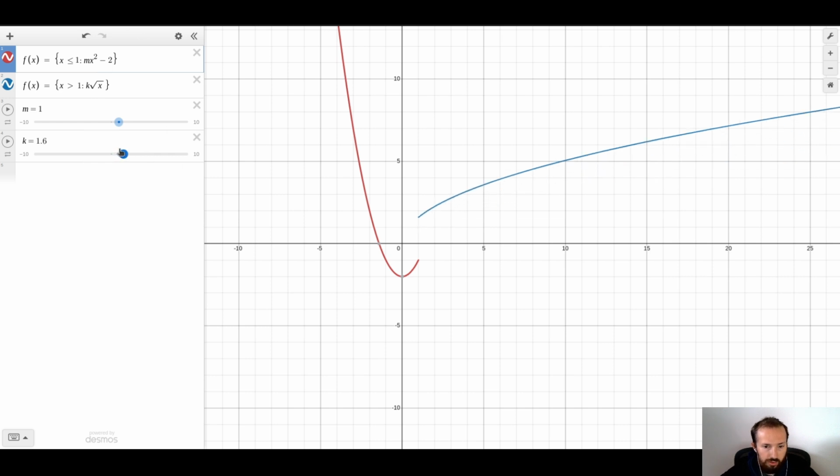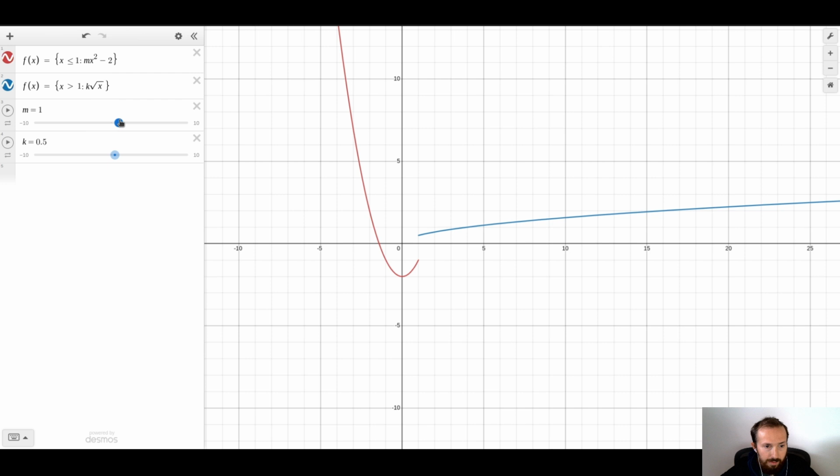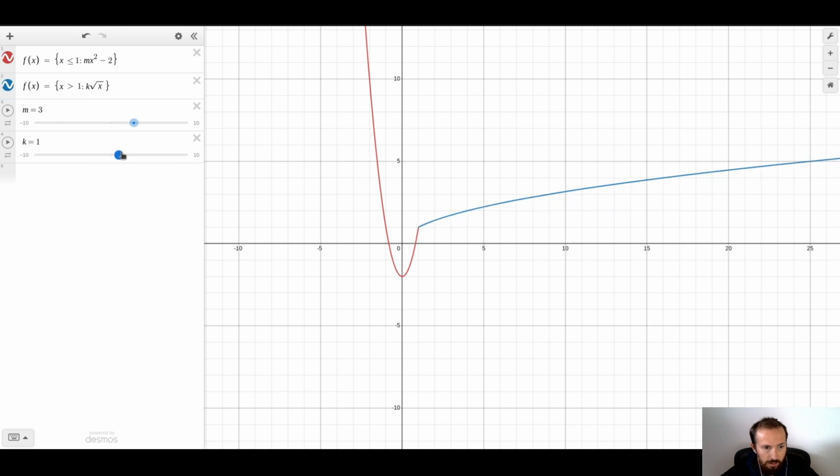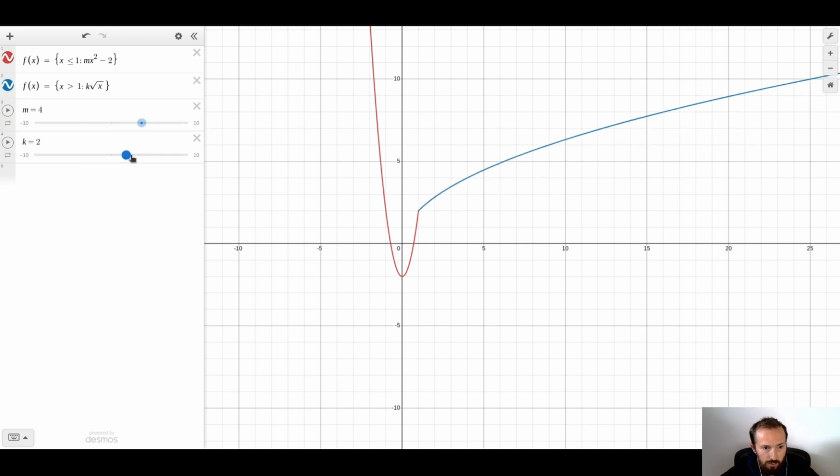But if I play with certain values, you can see, okay, so k makes sense. K would scale the square root function, whereas m would kind of scale the square function. So for example, if I made m 2.5 and k 0.5, that would make this function continuous. You can see they are touching now at x equals 1. There are a lot of other values that would make this work, by the way. So apparently 3 and 1 would also work. Or maybe, let's say 4, and you can also type in the values, 4 and maybe 2. Yeah, 4 and 2 also work.